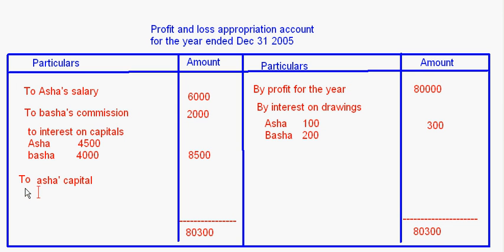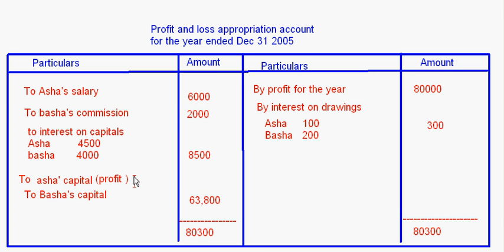And now whatever comes here, this is the profit which will be put to Asha's capital account and to Basha's capital account. This is the profit, right? So I'll write here profit like this, and this is to be distributed in the ratio of 4:1. So this comes to 63,800, right? The balancing figure.